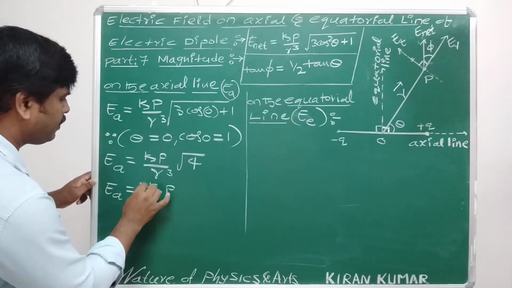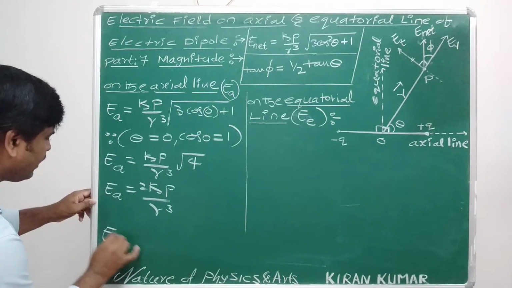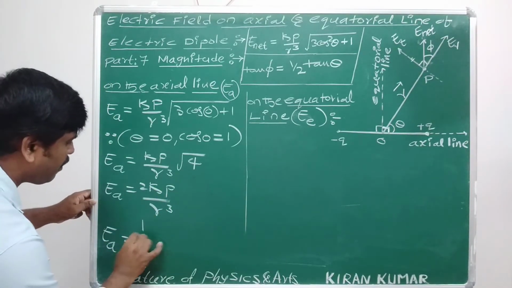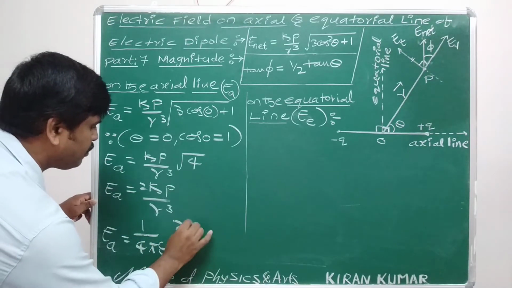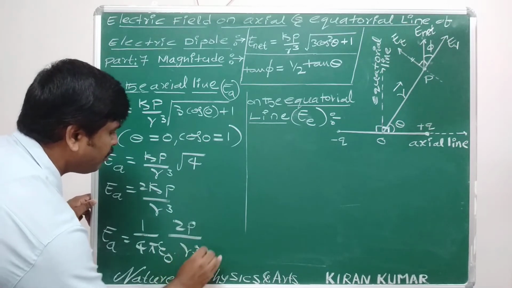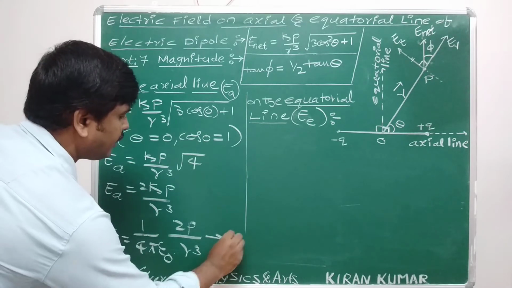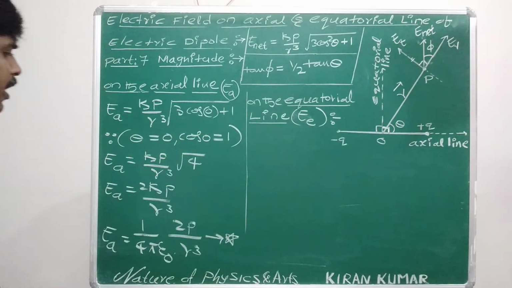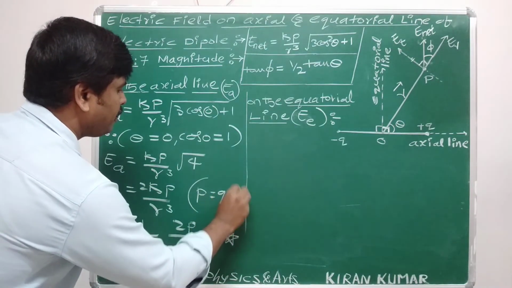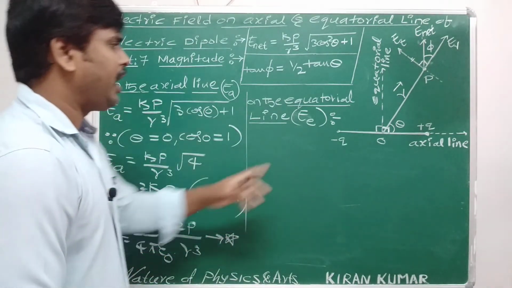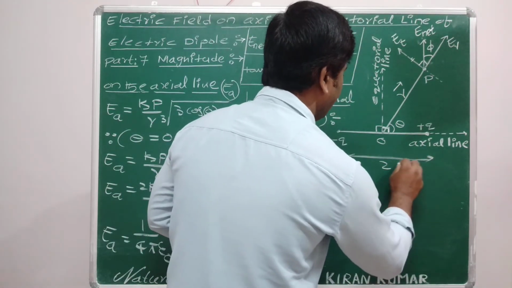Now E_A is equal to 2kP divided by r cube, and replacing k, which is equal to 1 by 4 pi epsilon naught, E_A is 2P divided by 4 pi epsilon naught r cube. This is the electric field intensity on the axial line, E_A, where P is equal to Q into 2a, so charge into length. Length is taken as 2a.